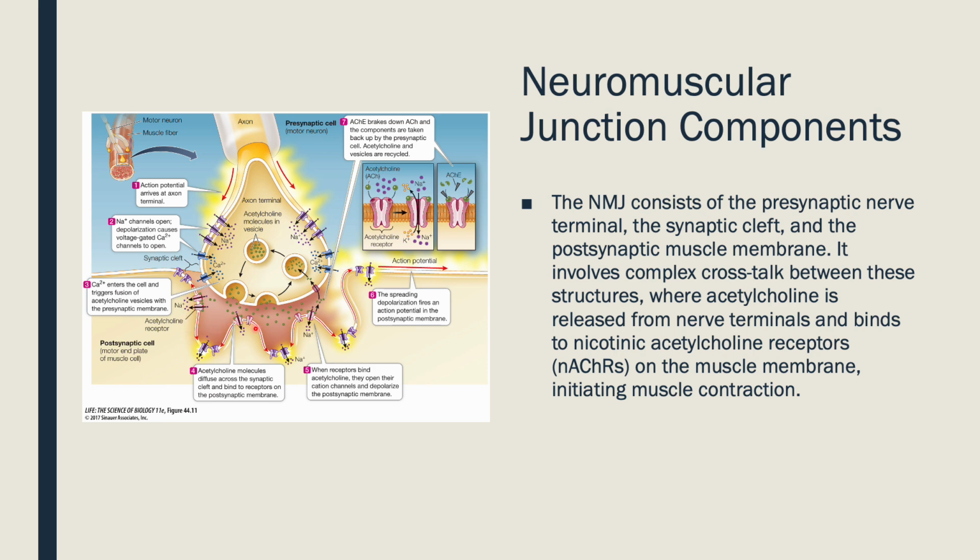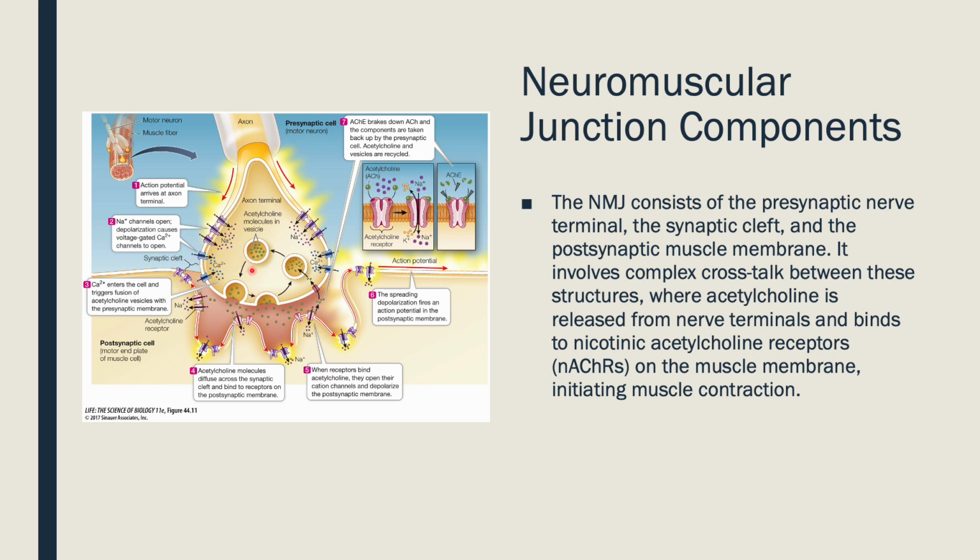Proper neuromuscular junction function is crucial for muscle movement, and any disruption can result in a neuromuscular disorder. This is what we're targeting when we're talking about our neuromuscular blocking drugs, these postsynaptic receptors here. So the neuromuscular junction has your presynaptic terminal, your synaptic cleft, and then your postsynaptic membrane. Acetylcholine plays a key role in transmitting those signals across that neuromuscular junction.